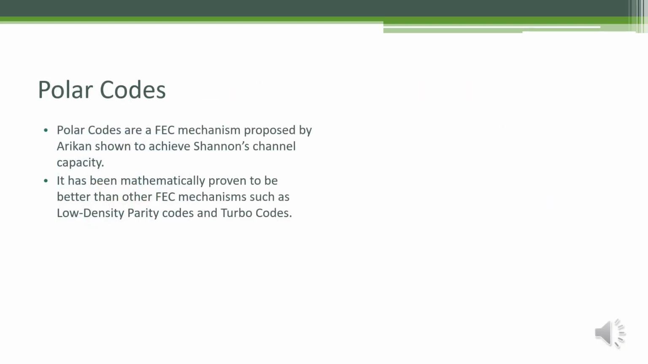Polar codes are a family of error-correcting mechanisms, proposed by Arikan in 2009. This code has been mathematically proven to be better than other error correction techniques, such as LDPC and turbo codes. Polar code implementation is less complex compared to other systematic codes.